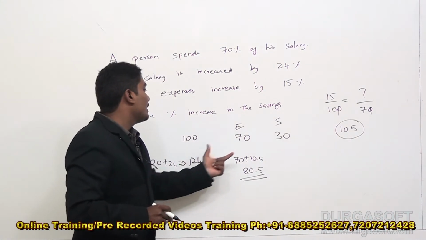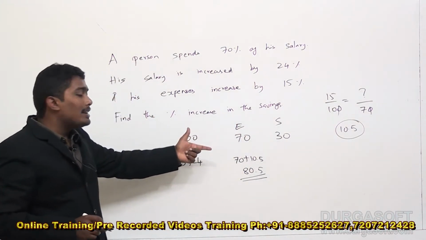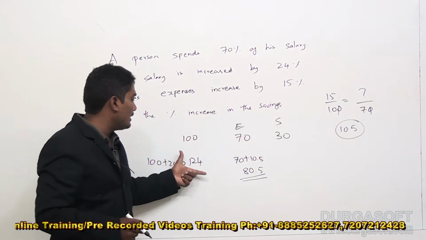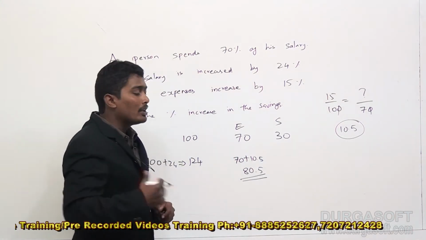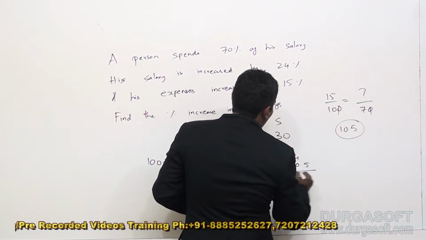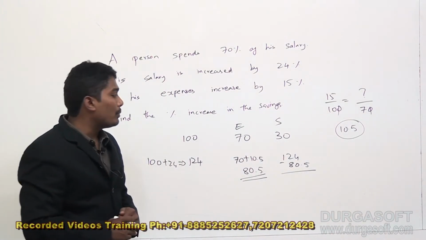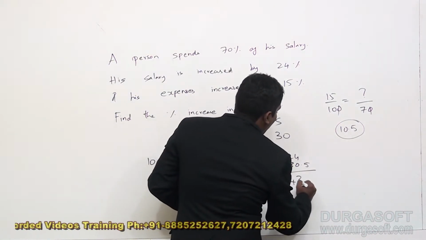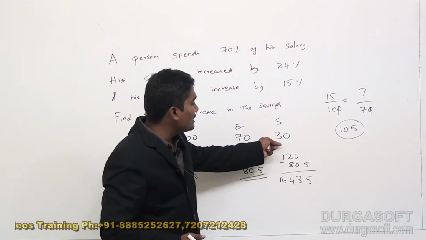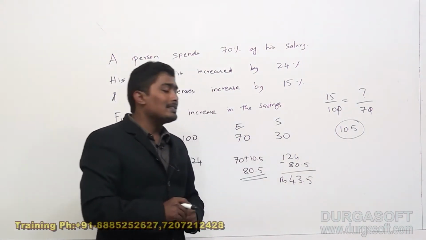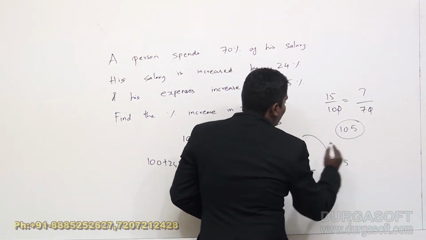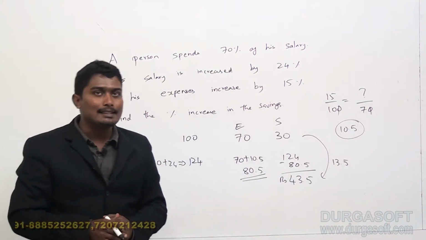Initially his savings was 30 rupees, because he spent 70 rupees and got a salary of 100 rupees. Now his salary is 124, his expense is 80.5. So his savings will be 124 minus 80.5, which is 43.5 rupees. Initially the savings was 30, now it is 43.5. So there is an increase of 13.5 rupees in the savings.